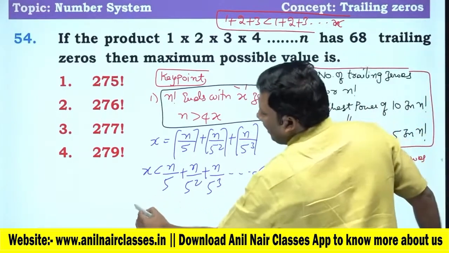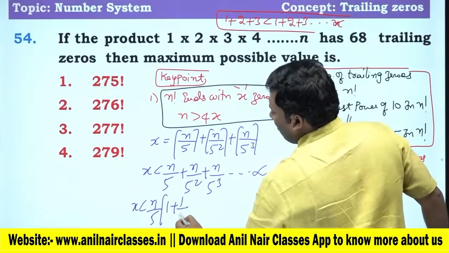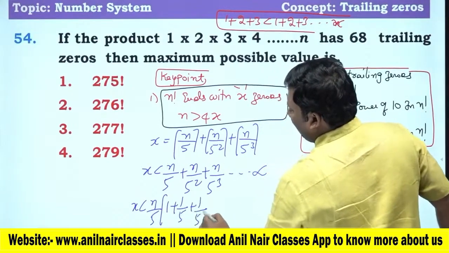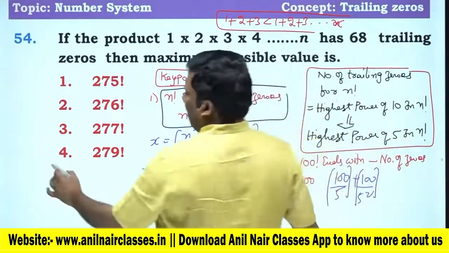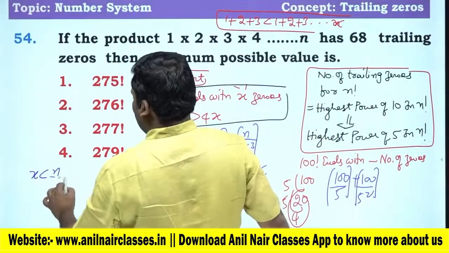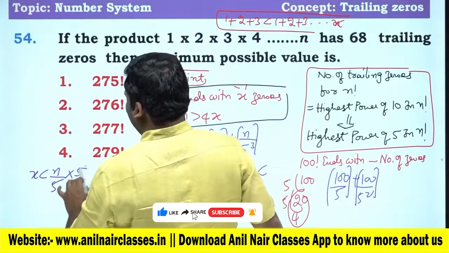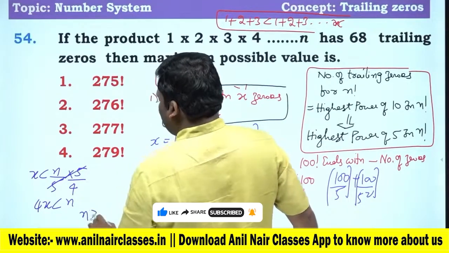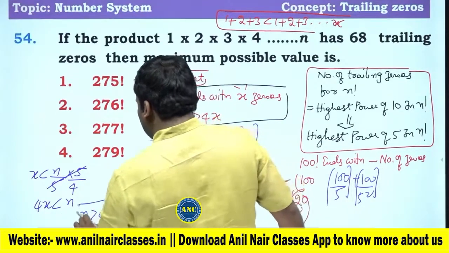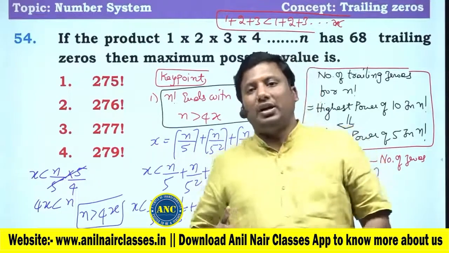So if I take n by 5 common, this will be 1 plus 1 by 5, 1 by 5 square, and so on. So this will be x is less than n by 5 into 4 by 5 by 4. 4x is less than n. N is greater than 4x. Extremely important key point, sir. Very, very important key point.